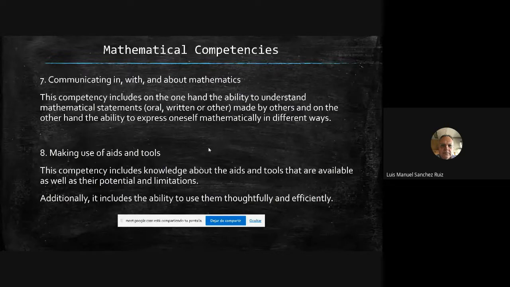This is very important. This competency includes, on the one hand, the ability to understand mathematical statements, they may be oral, written, or other, made by others, and on the other hand, the ability to express oneself mathematically in different ways. The eighth is making use of aids and tools. This competency includes knowledge about the aids and tools that are available, as well as their potential and limitations. Additionally, it includes the ability to use them thoughtfully and efficiently. This has got to do with the use of mathematical software and modern technologies.